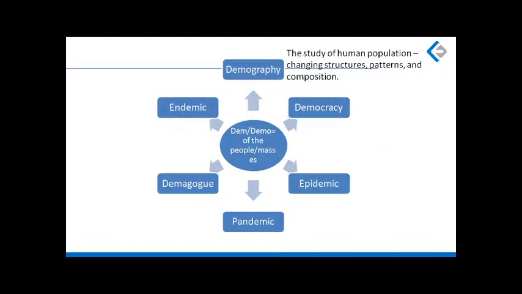From the root graphein, this is GRAPHEIN. Graphein means to write. When you write about the population, you don't just describe the population, you use certain parameters. Those parameters, those indices put together give you the word demography, which is the study of human population both in terms of changing structures, patterns, as well as composition. How do you define patterns, how do you define compositions, these are all parameters that you use to study any population in the world. That is why those studies are called demographic studies.